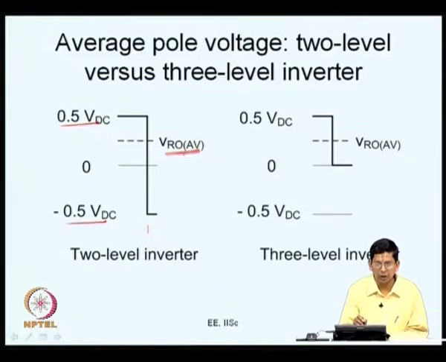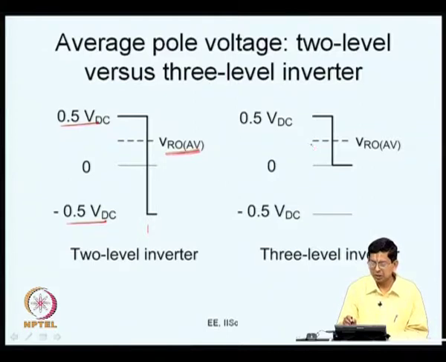VRO average will be equal to plus 0.5 VDC if the pole is connected to the top throw throughout the switching interval. On the other hand, if the pole is connected to the bottom throw throughout the switching interval, it is going to be minus 0.5 VDC. So, what you would typically do is connect it for some time to the top throw and some time to the bottom throw, and so you get a kind of weighted average of these two, 0.5 VDC and minus 0.5 VDC, and you will get some voltage between the two now. Here incidentally this voltage is something like 0.25 VDC.